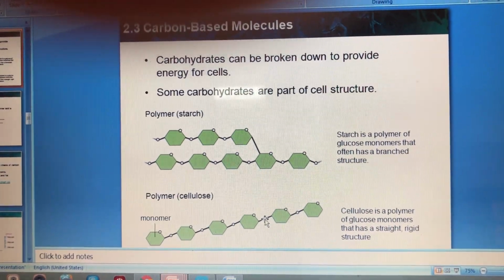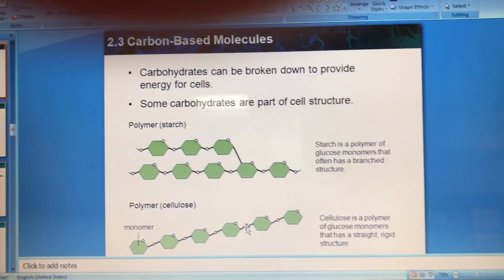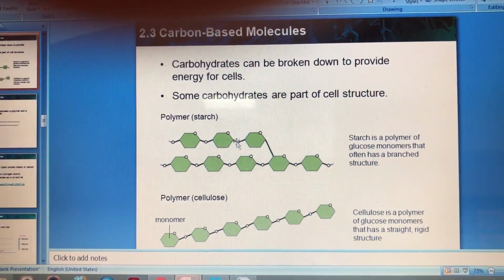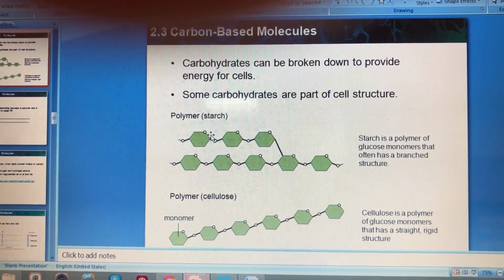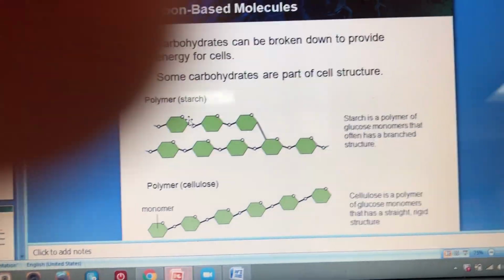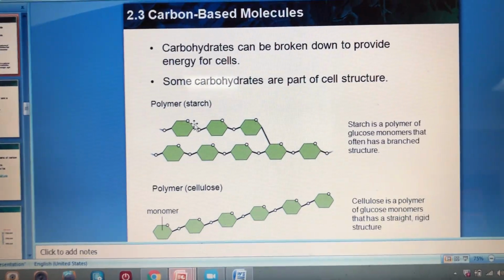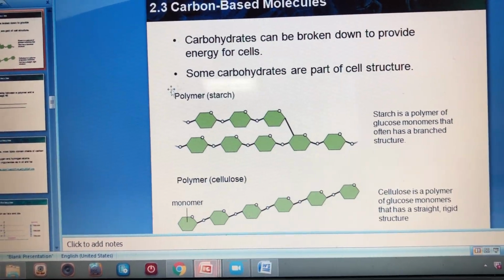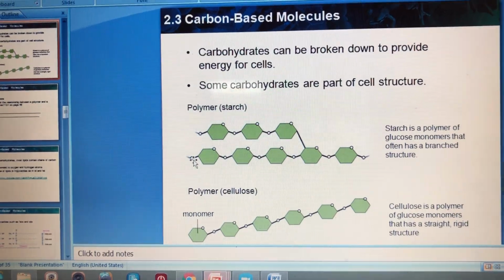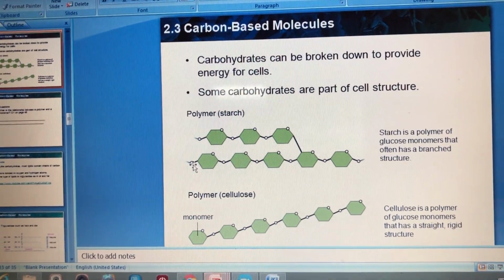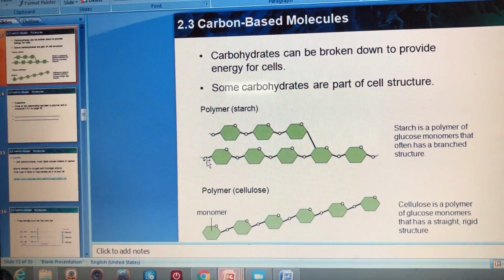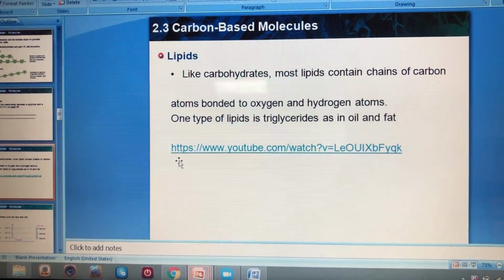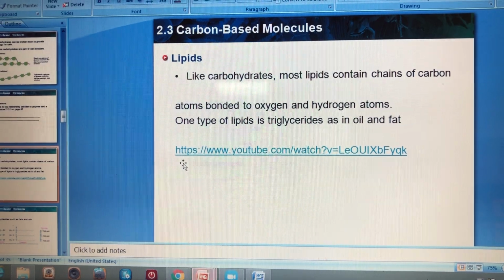So in carbohydrates, this is a polymer. This is a polymer of starch. Each subunit of the polymer is a monomer. Now cellulose is different in its structure, and this structure makes it more rigid than starch, so it is not digested easily. It cannot be digested in our bodies. We don't have the enzymes that are specific to digest this kind of carbohydrate.